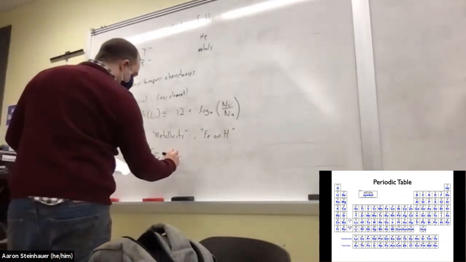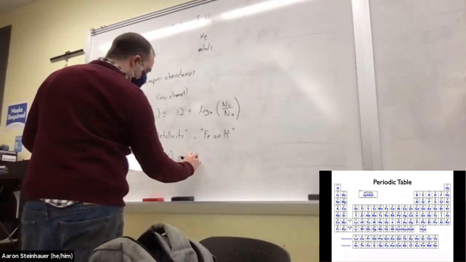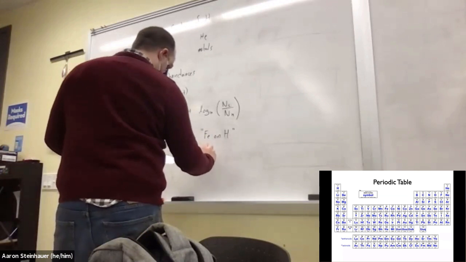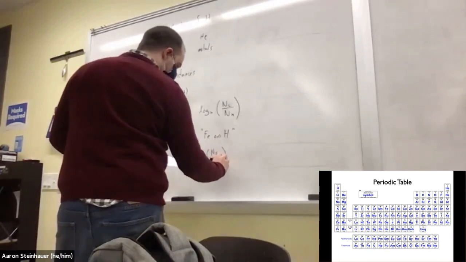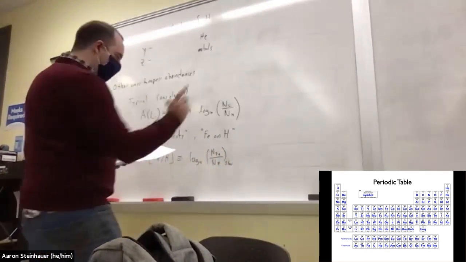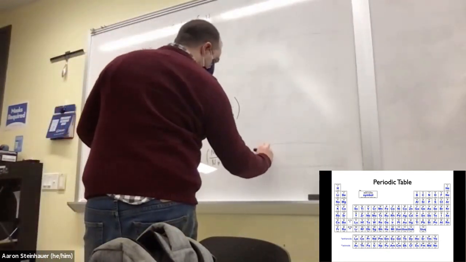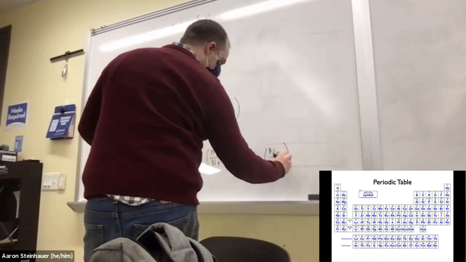And this is defined to be log base 10 again of the number of iron atoms in the star divided by the number of hydrogen atoms in the star, minus the log 10 of that same ratio for the sun.